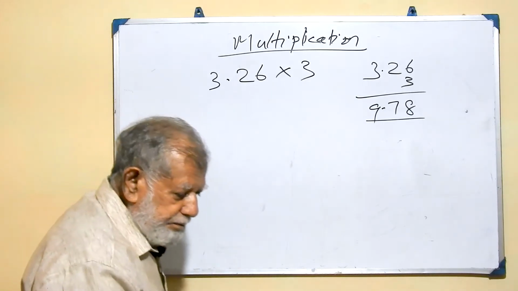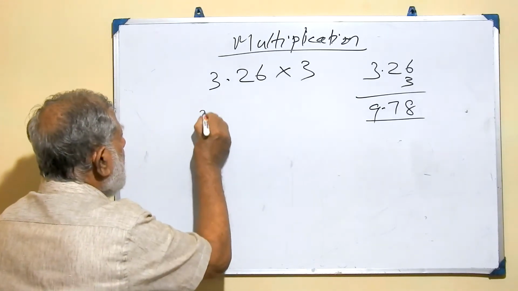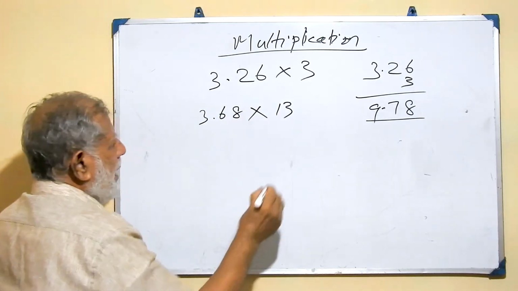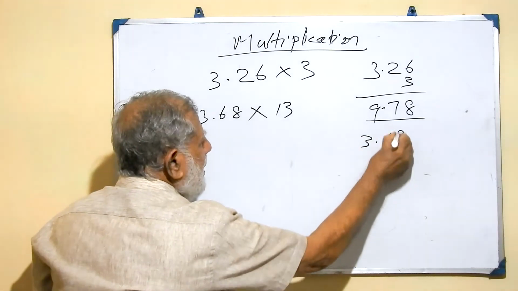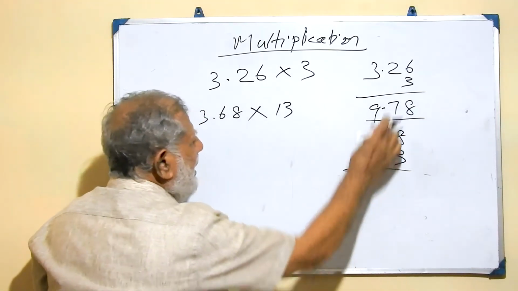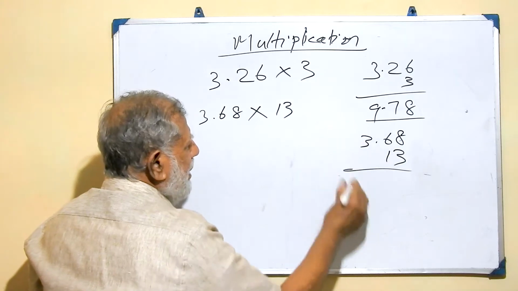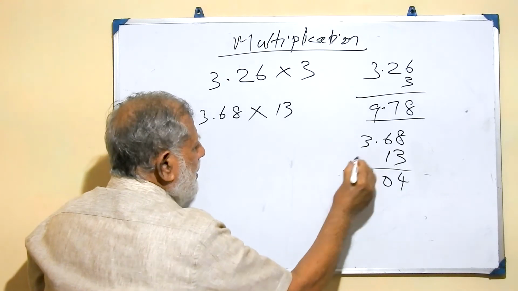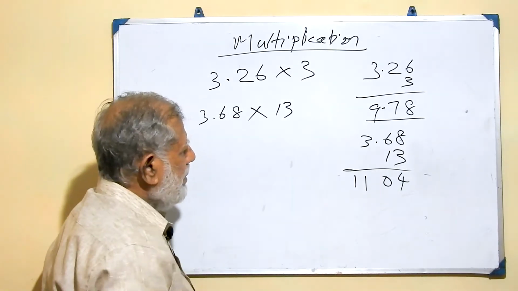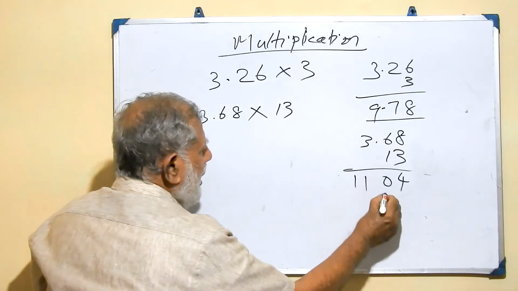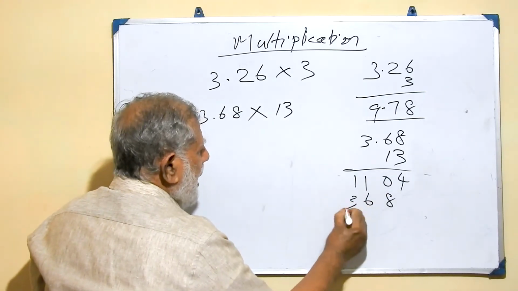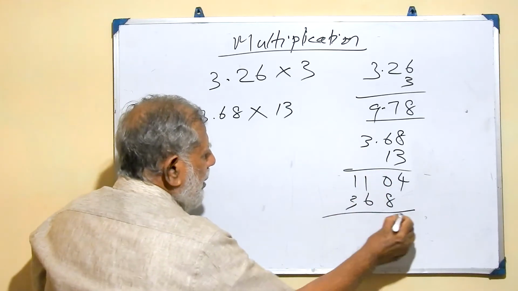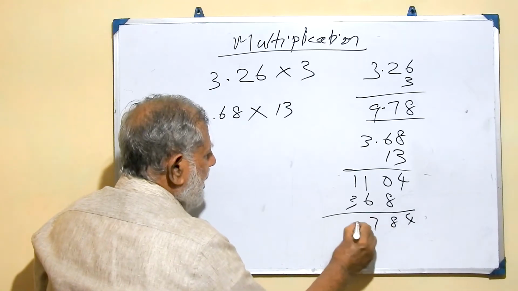We will take another sum. We will say 3.68 multiplied by 13. Now this 13 you can write anywhere, here or here. So now multiply by 3. 3 eights are 24, 2 over; 3 sixes are 18, 20 and 2 makes 22, 2 over; 3 threes are 9, 11. Multiply by 1: 1 eight is 8, 1 six is 6, 3. When you multiply by 3, write under 3. When you multiply by 1, write under 1. So 4, 8, 7, 4.